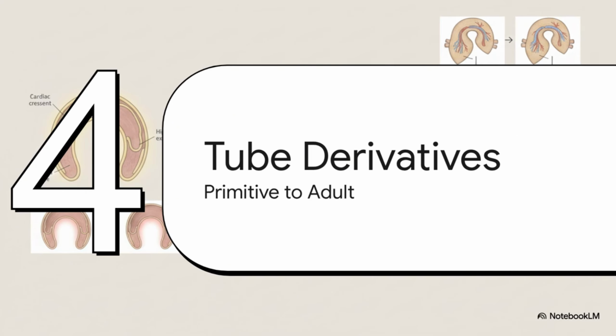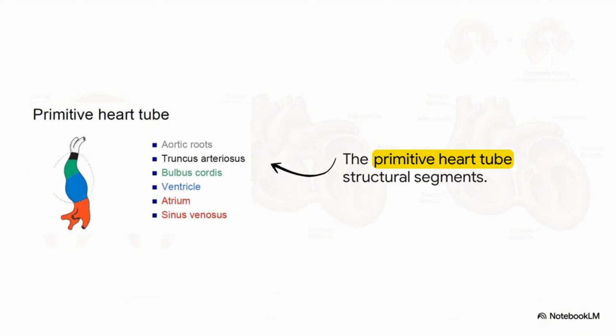Which brings us to Section 5, Primitive Heart Tube Derivatives. Now, matching these primitive structures to what they eventually become in the adult heart is arguably the most board-relevant concept in this entire explainer. It's super helpful to mentally capture the primitive heart tube as a vertically aligned stack. From top to bottom, we have the aortic roots, the truncus arteriosus, the bulbus cordis, the ventricle, the atrium, and finally the sinus venosus down at the base.